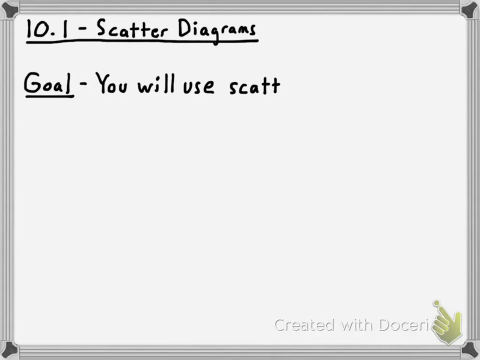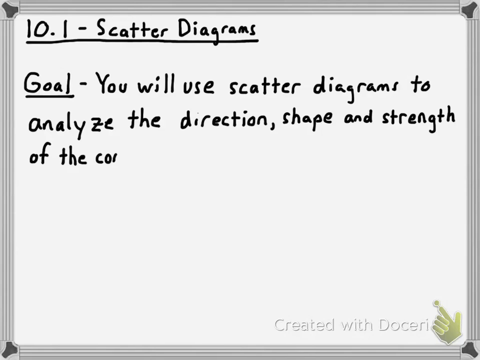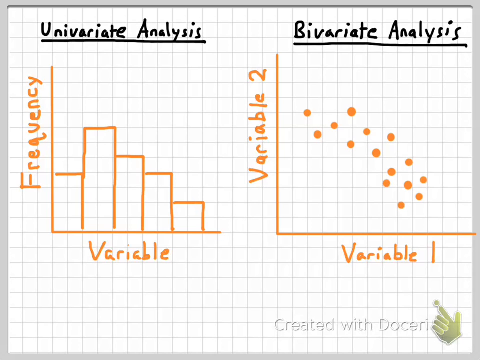What you're going to do here is use scatter diagrams in order to analyze the direction, shape, and strength of the correlation between two variables. Well, let me go ahead and explain a few things to you here.